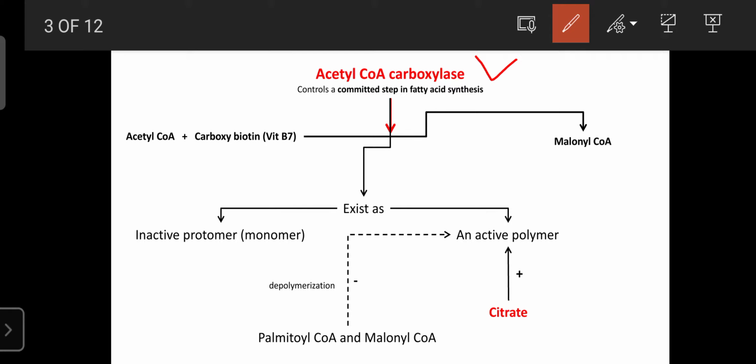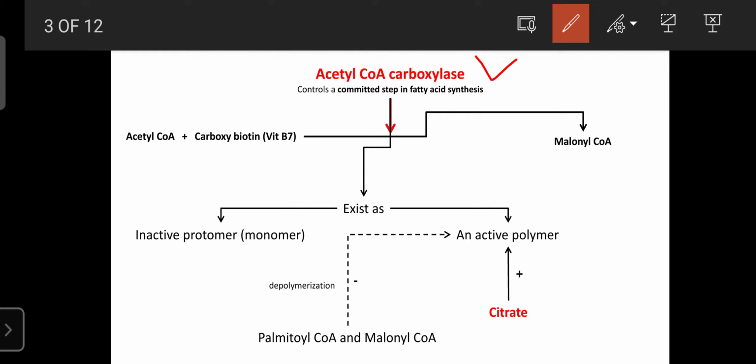Okay, so the activity of this enzyme also reflects on the biosynthesis of fatty acids. If this enzyme is more active, it means more malonyl CoA will be formed. If this enzyme is less active, it means malonyl CoA does not form. So with a lack of malonyl CoA, the elongation of fatty acids cannot continue. So with a lack of elongation, the desired fatty acid does not get synthesized.